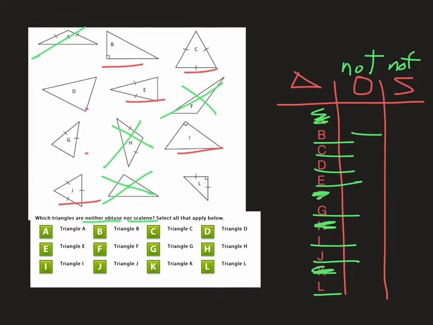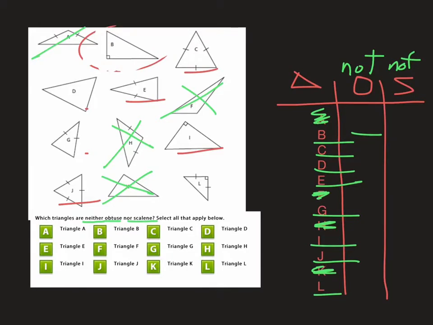Though I'm not 100% sure on K. K might be obtuse and it might be acute. I really can't tell to measure this angle. So now we're looking for, of these ones, which ones are scalene, all different. So we see that B has all different sides.